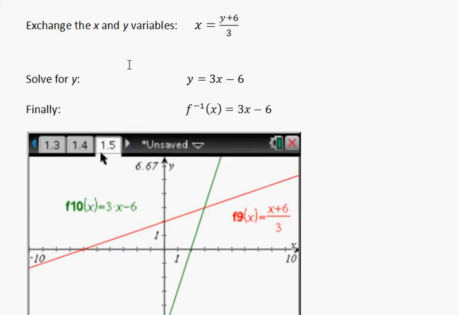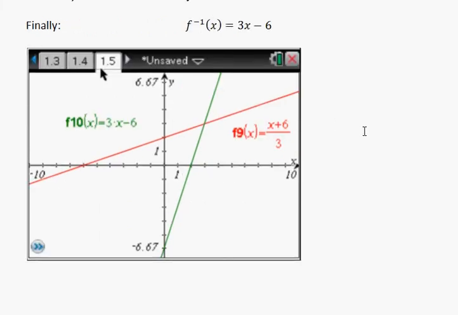Now come down here further and solve for y. Well, in this case, if you multiply both sides by 3 and subtract 6, you'll get y equals 3x minus 6. Finally, put in your f to the -1 of x, or f inverse of x, is equal to 3x minus 6. Now here's the graph of both of them.